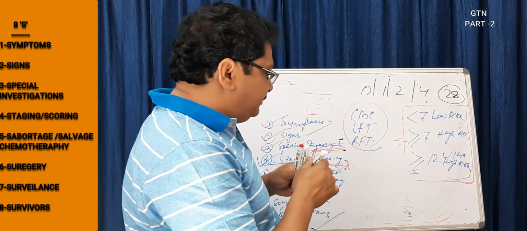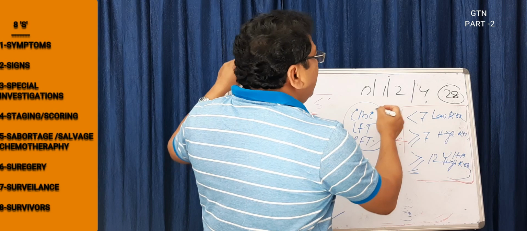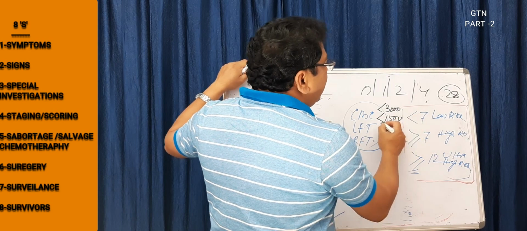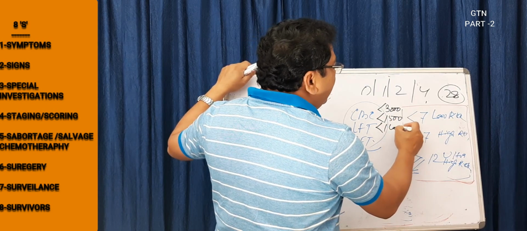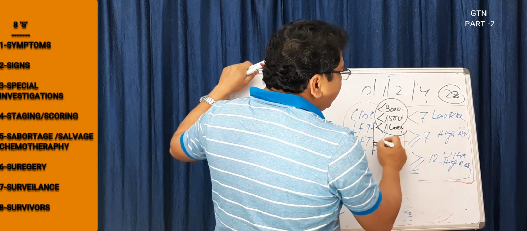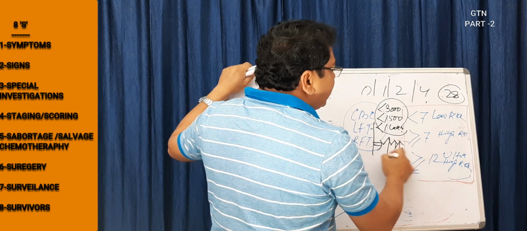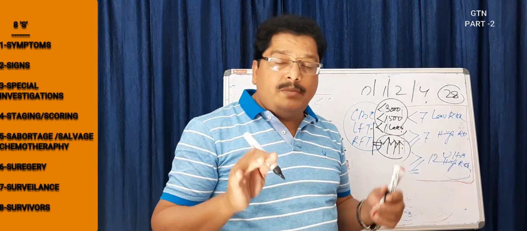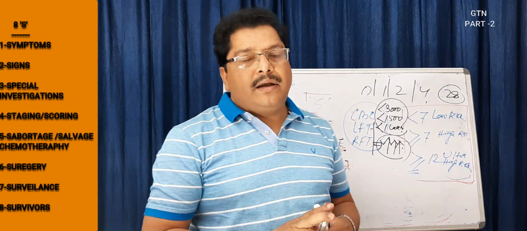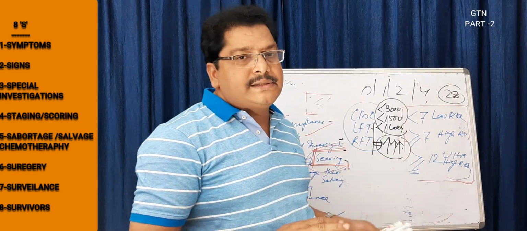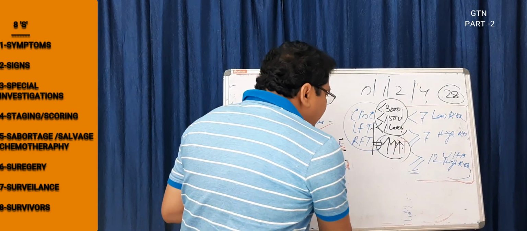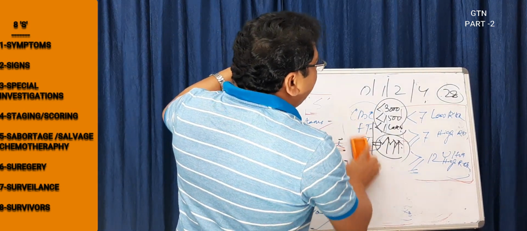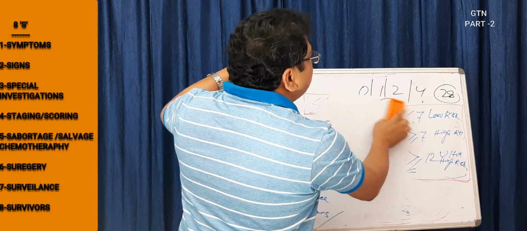In the CBC, if the total leukocyte count is less than 3000, or the neutrophil count is less than 1500, or the platelet count is less than 1 lakh, or if in the LFT and RFT there is a significant rise from the previous level, at least 2 or 3 times, then we must consider that the next dose of chemotherapy is to be withheld till normalization of these parameters. That's why before giving the next chemotherapy, we must examine the patient, test for this, and consider whether to give the chemotherapy or not.